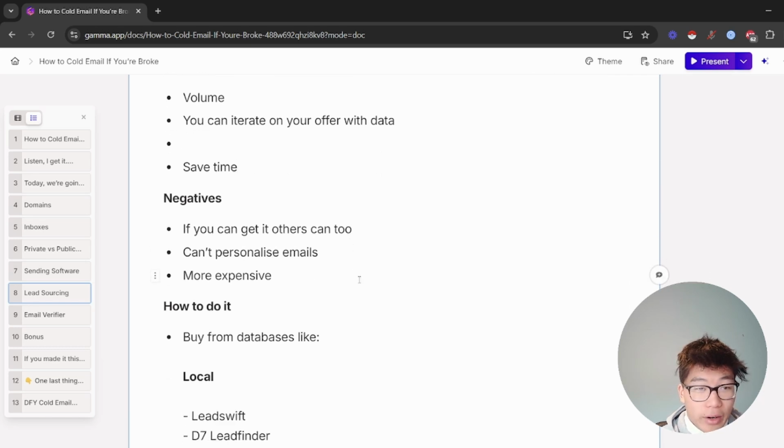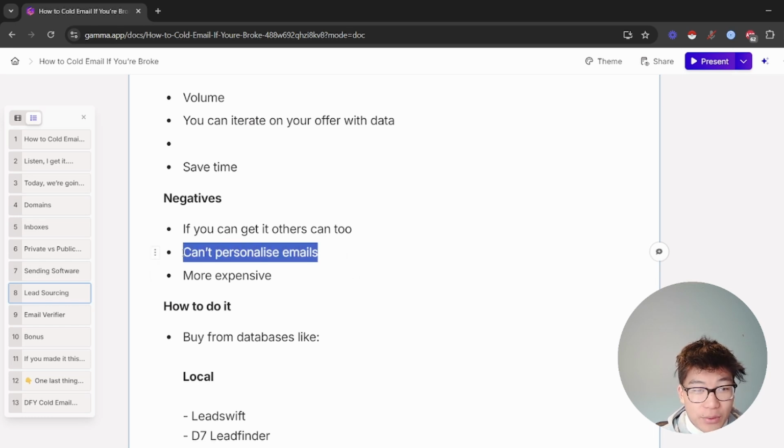The negatives are, if you can get this at a pretty reasonable price, other people are going to get it too, and obviously their inbox is going to be absolutely ripped to shreds with cold email. And if you're not good at cold email, you're just not going to land in the inbox. And when you do get in, they just won't care.